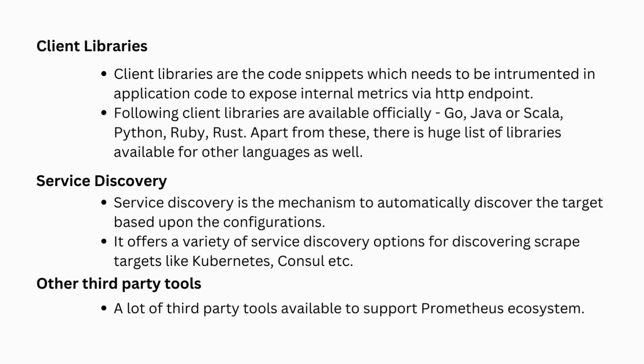Okay, and the next is client libraries. These are nothing but code snippets which you can embed into your application code and can expose the metrics via an HTTP endpoint. The following client libraries are available officially: Go, Java, Scala, Python, Ruby, Rust. Apart from these, there is a huge list of libraries available for other languages as well, but these are third party.